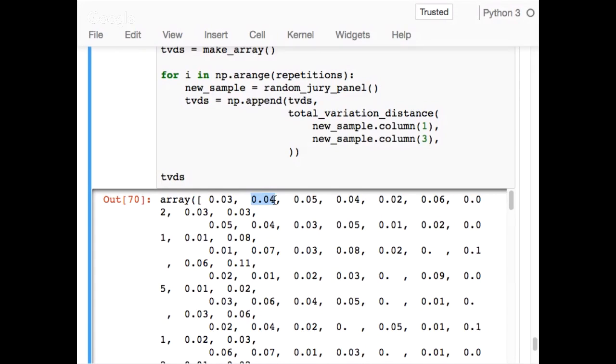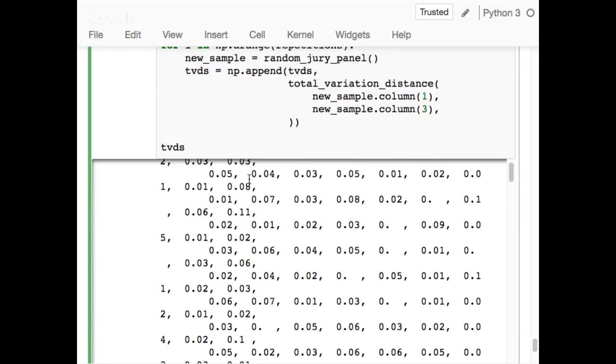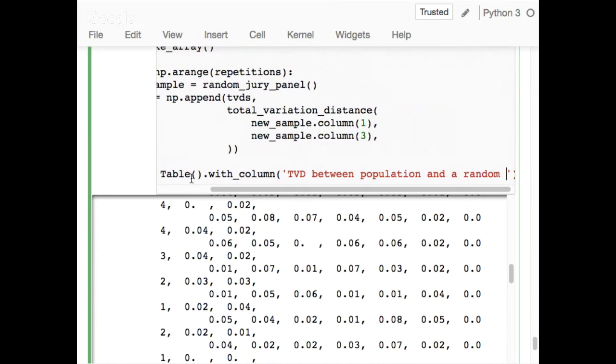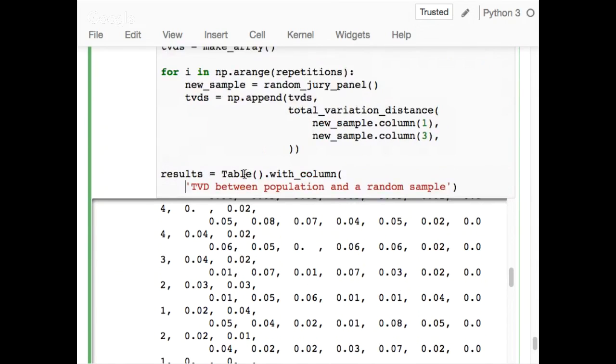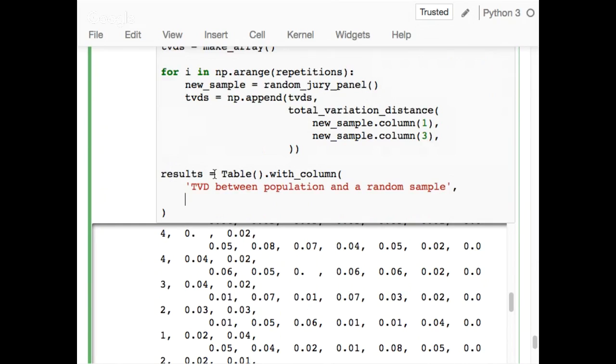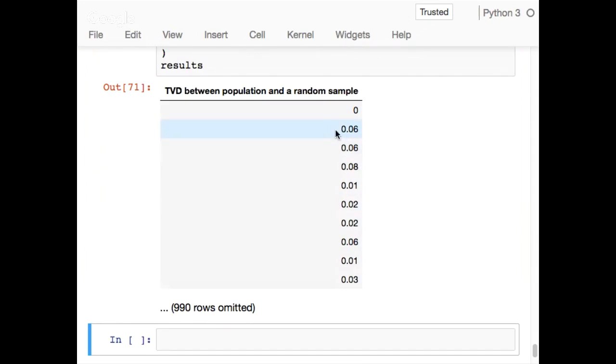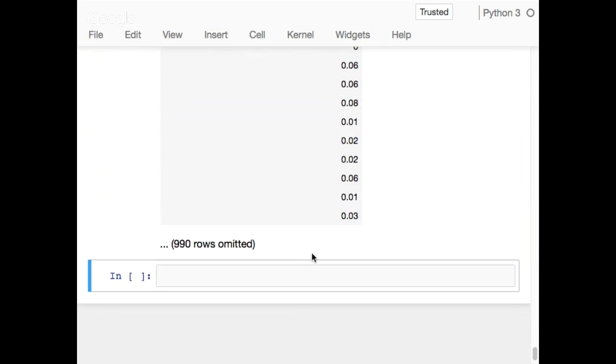Okay, so what I want to do is take those TVDs and put them on a histogram. Okay, so that's really long. Put that into a table. So results equals table with column. I'm going to call that TVD between population and a random sample. Okay, make sure it's readable. I'm going to put in my TVDs, and here are my results. There we go. Okay, so we have a bunch of TVDs from a bunch of panels drawn at random from my population.